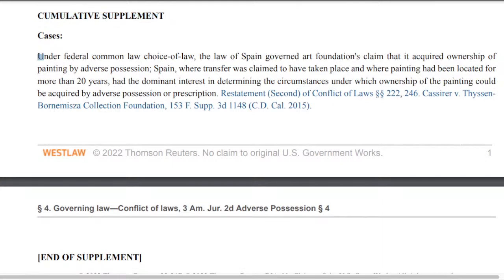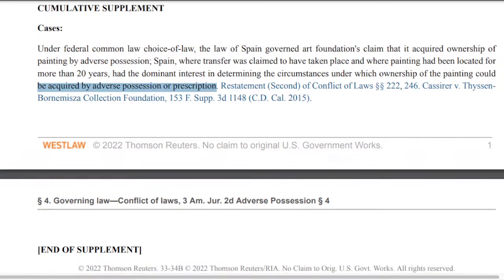Cumulative supplement. So we have cases here under federal common law, choice of law. The law of Spain governed Art Foundation's claim that it acquired ownership of a painting by adverse possession. Spain, where transfer was claimed to have taken place and where the painting had been located for more than 20 years, had the dominant interest in determining the circumstances under which ownership of the painting could be acquired by adverse possession or prescription. Oh, there you go. Someone leaves something with you for too long, and on your property it becomes adverse possession. I believe that's what that is. Interesting there, huh? That's in 2015, California.